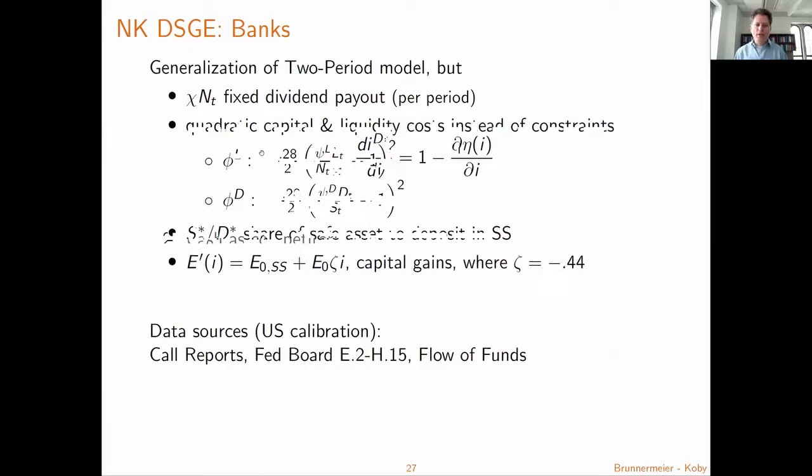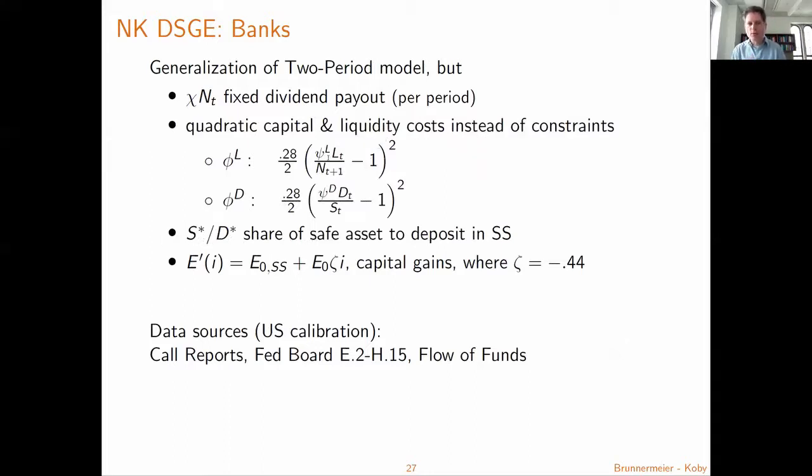And instead of having the fixed constraints, this capital constraint, the liquidity constraints, we have these quadratic functions. So relative to net worth, this was our constraint: the risk weight times the loans divided by the net worth, minus 1. There's a quadratic cost function. So we have quadratic cost rather than the absolute constraint which we had in the 2-period model. And we calibrate this cost, 0.28, from the data as well.